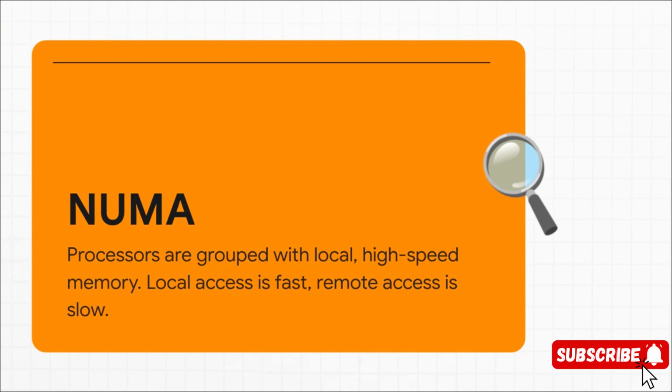The easiest way to think about it is like creating neighborhoods. Each little group of processors gets its own local super-fast memory. It's way quicker for a processor to grab data from its own neighborhood than it is to travel all the way across the system to get data from someone else's memory.